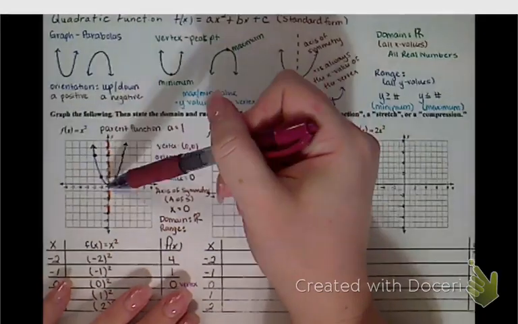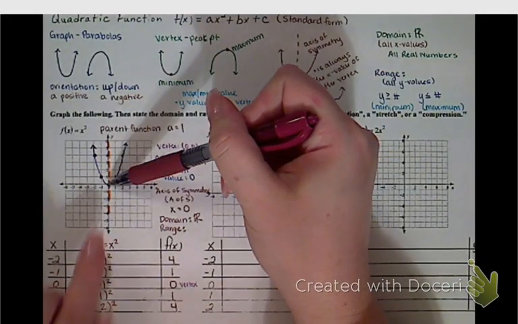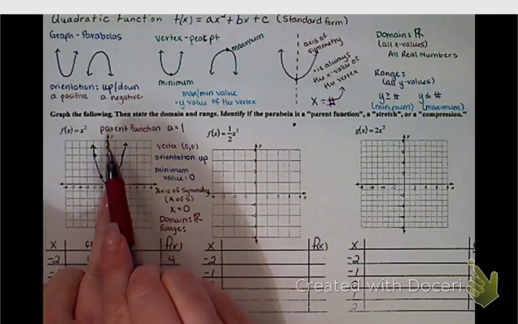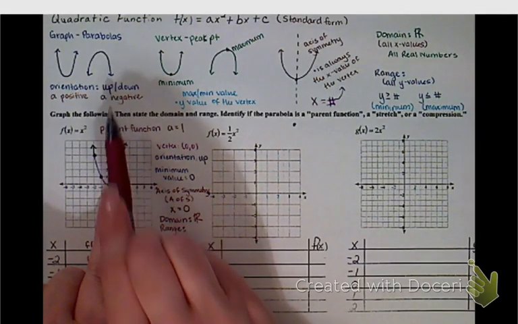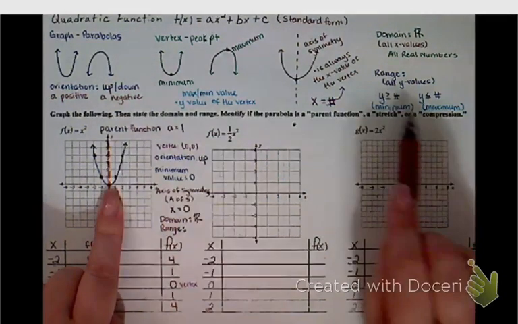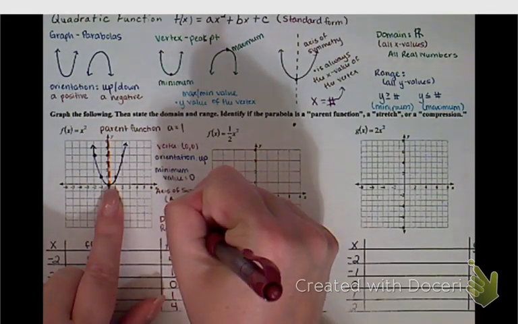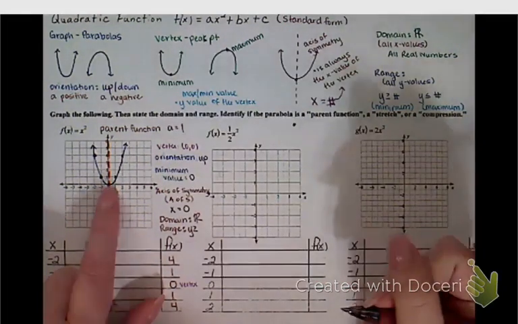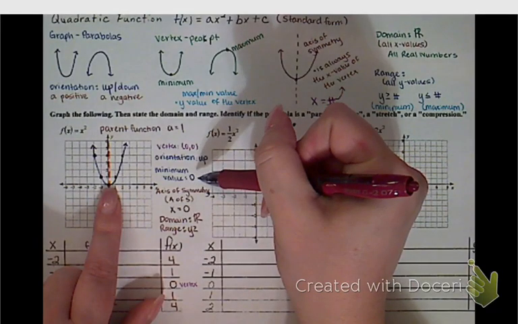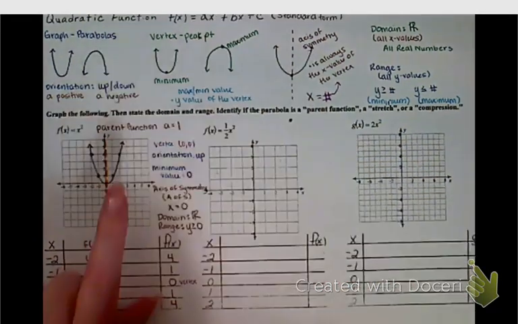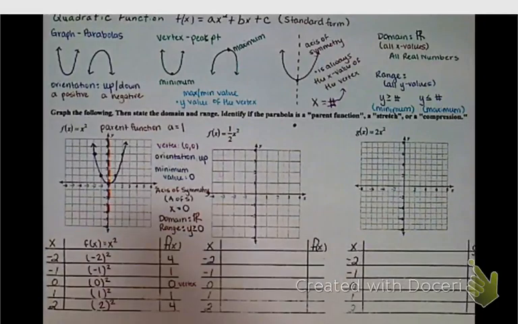So here's our lowest point. Our vertex is our lowest point. All the values get greater. Okay, all the values are greater. So y is greater than or equal to. And my lowest point is my minimum value. So everything is going to be greater than or equal to 0.